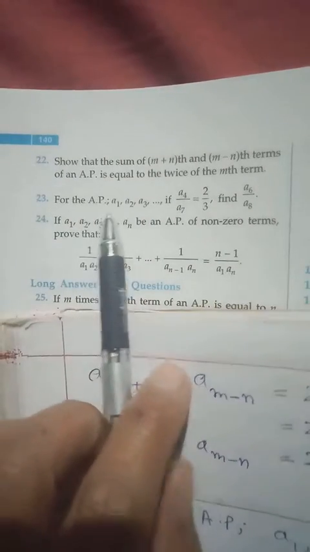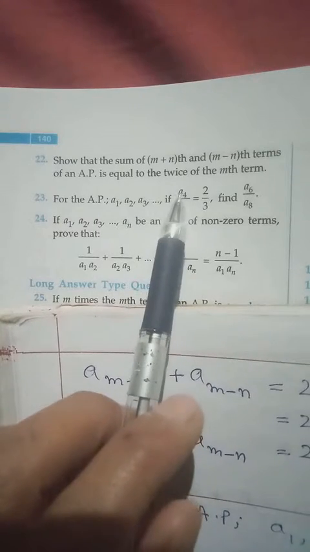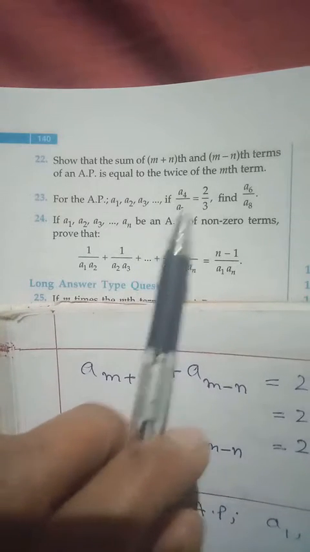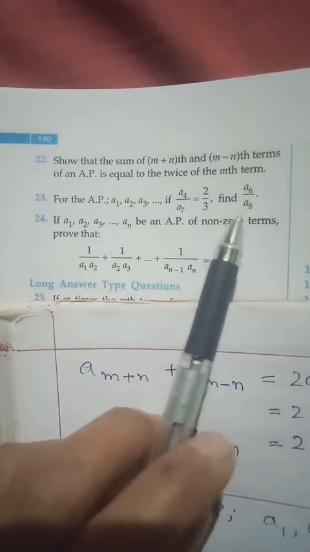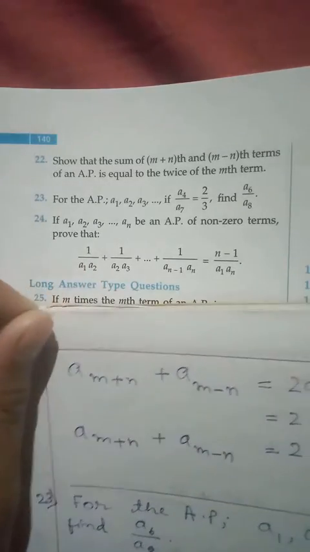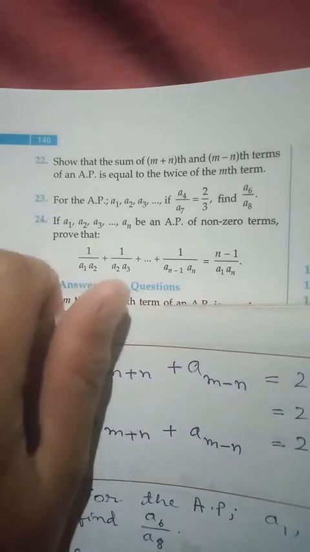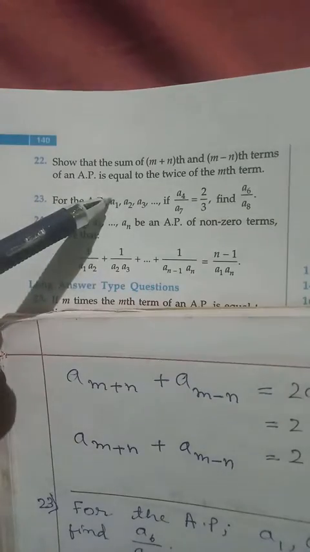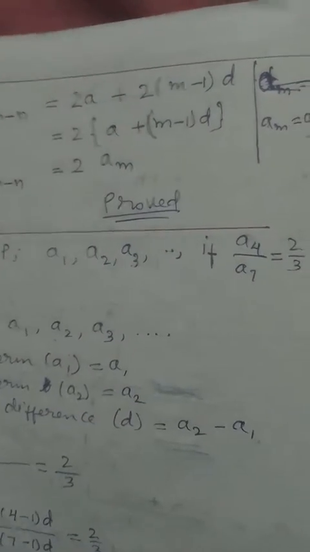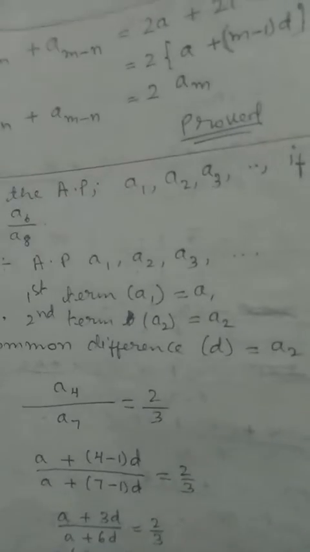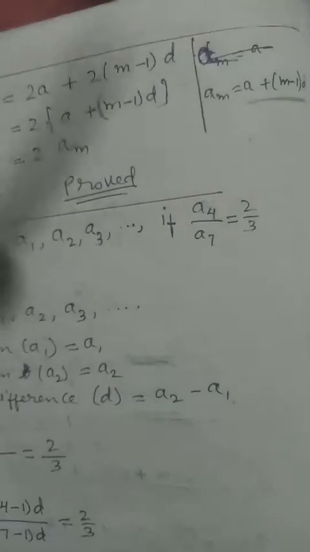Then let us continue with number 23. They give us an AP, where a4 divided by a7 equals 2 by 3. We have to find a6 by a8. The common difference we don't know. We can write the first term as a, already given here. Then the second term is a2, so the common difference we can write as a2 minus a1. There is no value to replace, let it be there. Then we start from what is given.